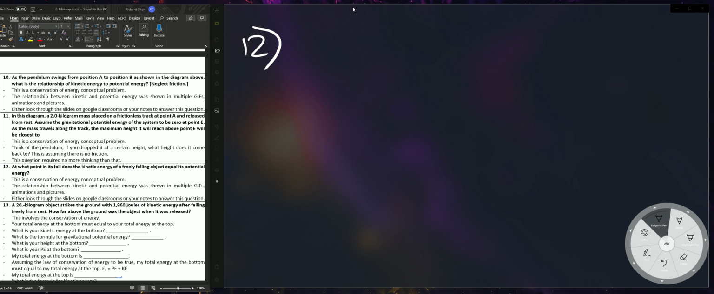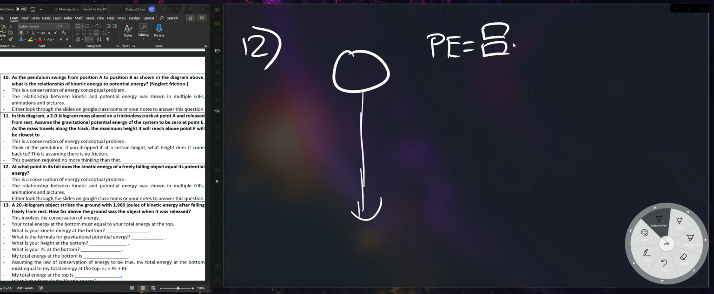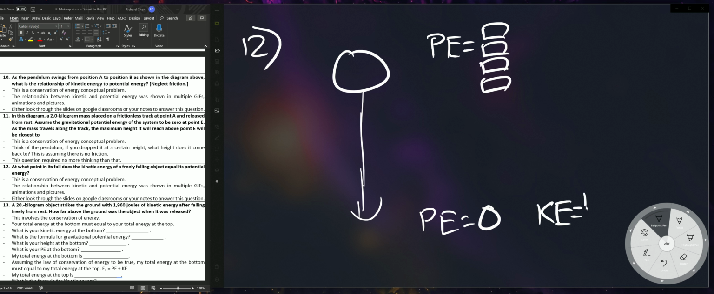At what point in its fall? So, let's take a look at this one. Let's say we have a ball here, and the potential energy is 4 blocks, sure. And all the way down here, my potential energy is 0, right? There's no blocks there. But just before it hits the ground, my kinetic energy is still 4 blocks, right? All the potential energy is transferred into kinetic energy. Well, at what point are these two energies equal?